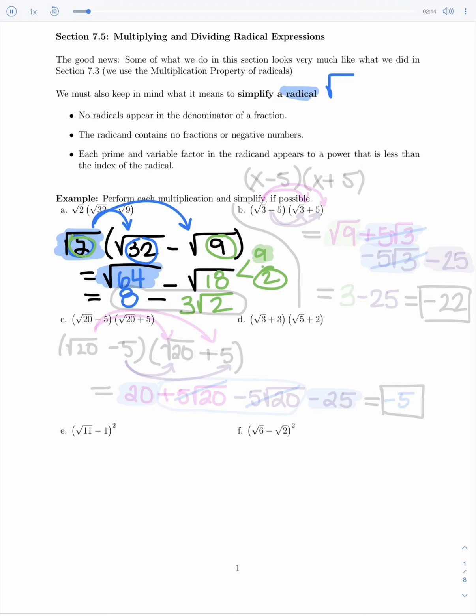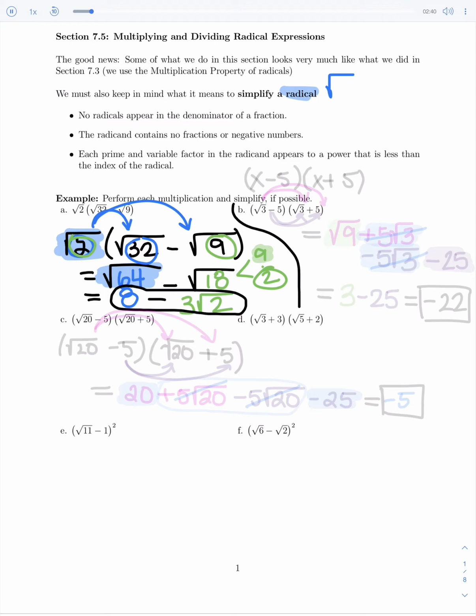The 8 and the 3 square roots of 2, they're not like terms because the 8 doesn't have a square root of 2 on it. So they're completely different pieces, so we can't actually subtract the 8 and the 3. They're not like terms. We just have to leave it as 8 minus 3 square roots of 2. And that's it. We can't go any further because they're not like terms.